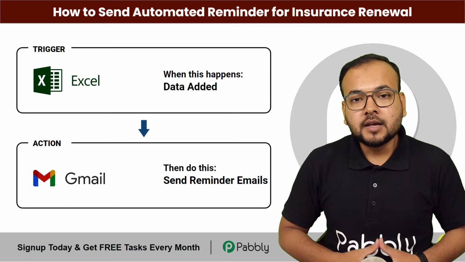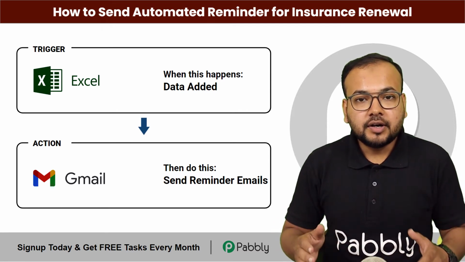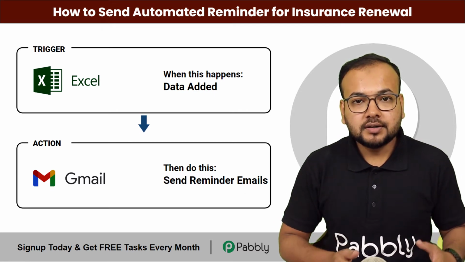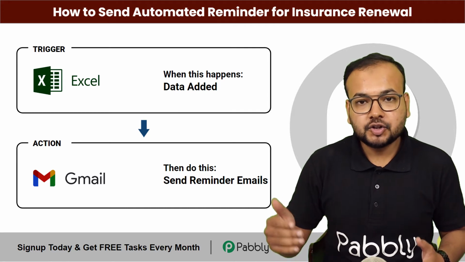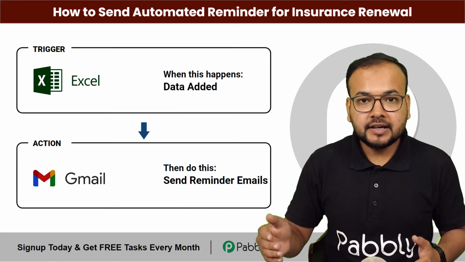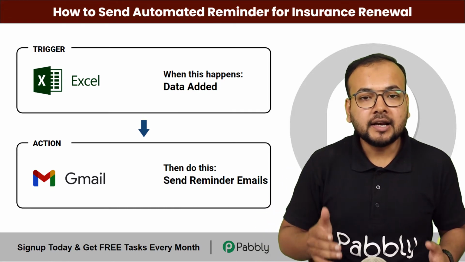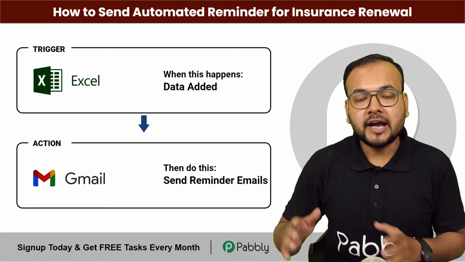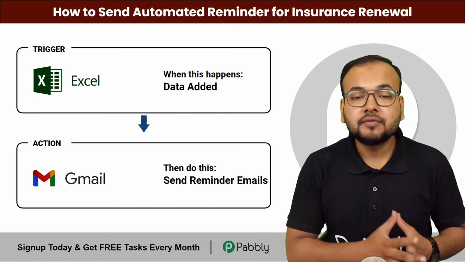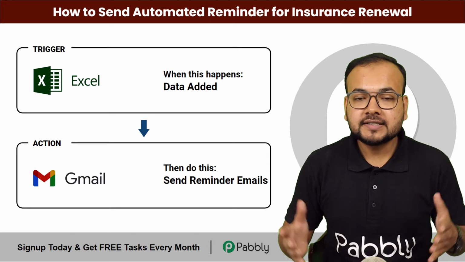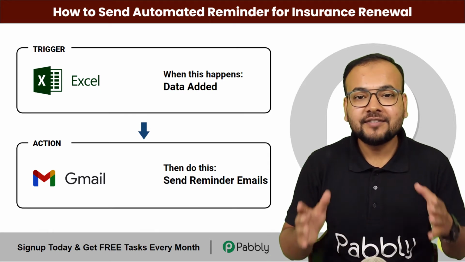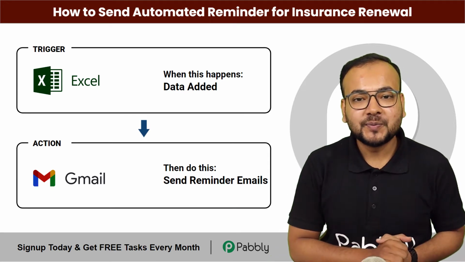automatically. As and when you add the details of the policy holder and the renewal date of the insurance policy, 3 days before the renewal date, a reminder email will be delivered to that person automatically with the help of this automation. And we can set up this automation without any coding very easily. Let me show you how.